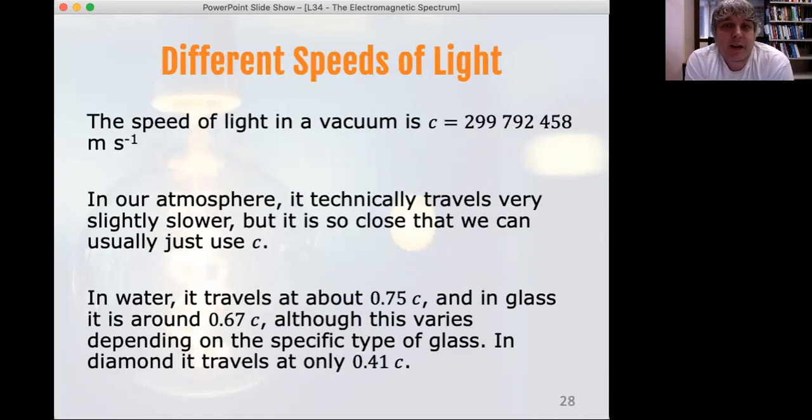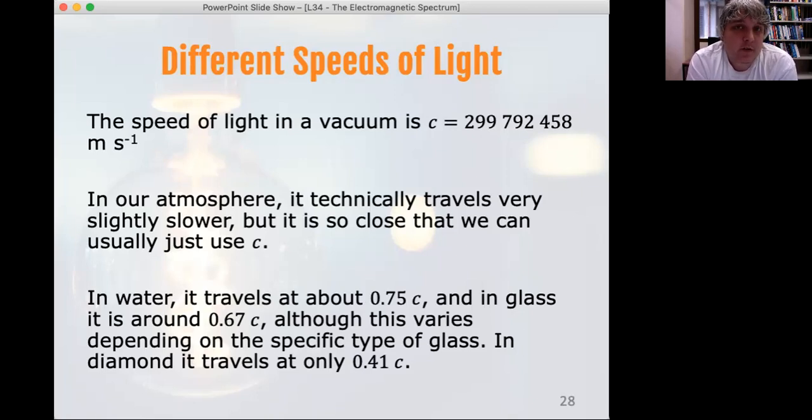What kind of speeds do we get? Well, the speed of light in a vacuum, we already said, was 300 million meters a second. In our atmosphere, so in the air, it is technically slower, but it's so close that for just about everything we do, we can treat it as being the same as in a vacuum. It's a very, very small fraction of a percent slower. So for our precision levels, we certainly don't care about that. You have to get very high precision before that change in speed becomes relevant.